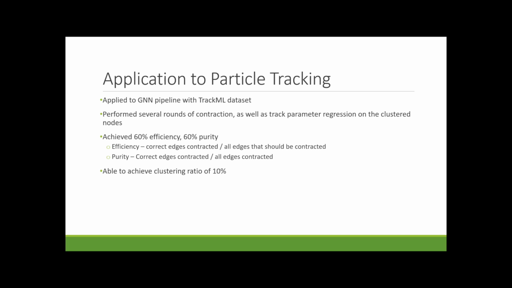And I was also able to achieve a clustering ratio of around 10%, which means that the average cluster size is going to be around 10, and the track size for most particles is somewhere between 10 and 20. So it's around the range that we're looking for. But again, the efficiency and purity is not very good. It's not what we want it to be. So there's definitely more work needed there to improve the actual training and getting the contraction to work with track parameter regression.